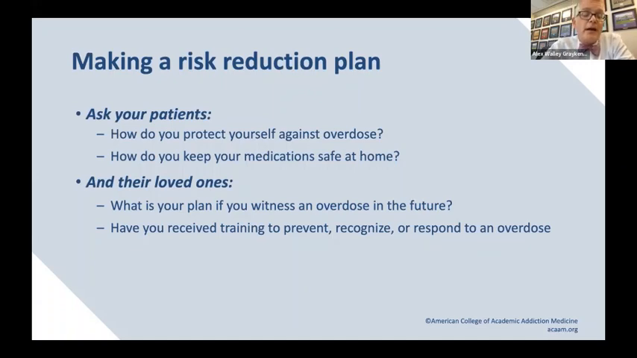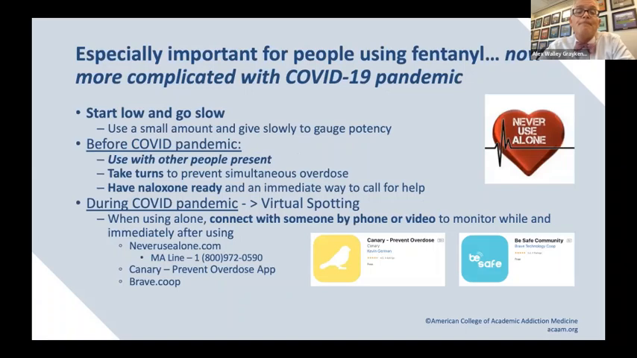I also ask about their plan if they witness an overdose, because many of my patients are actually more likely to witness an overdose than to experience one. And I want to help make sure they have a plan on how they're going to respond. This is where that algorithm that I just showed you comes in: recognizing the overdose, calling for help, administering naloxone, doing rescue breathing or chest compressions, and staying with the person. And then, have you received training to prevent, recognize, or respond to an overdose?